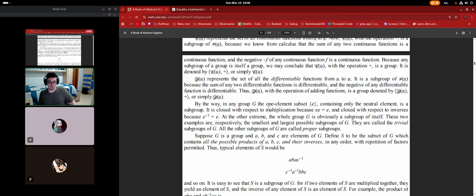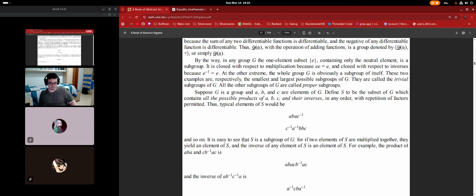In any group G, the one element subset, which is the subset with only the identity element, is a subgroup. It is closed with respect to multiplication because the identity element multiplied by itself is the identity element, which is part of the subset, and it's closed with respect to inverses as well. And then there's also the subset of the set being G itself. So we have now the notion of trivial subgroups, which are, for example, the smallest and the largest possible subgroups of G.